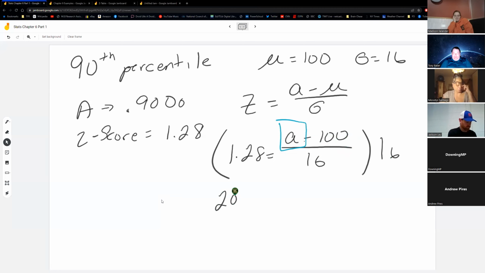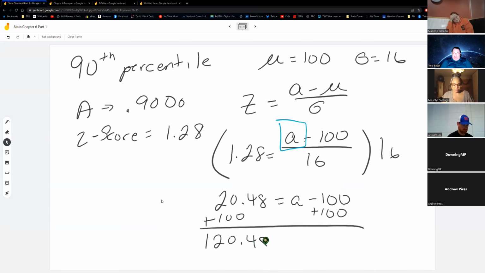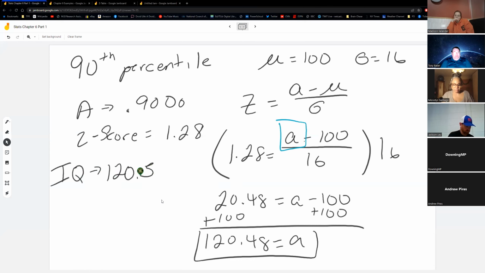So I got 20.48 equals A minus 100. And then I add the 100. The nice thing is the steps we just did are always the same. You're always going to multiply by the standard deviation and then add the mean to it. Multiply first and then add the mean over. So the 90th percentile is approximately an IQ of 120.5. So if you're in the 90th percentile, you have an IQ greater than 120.5.